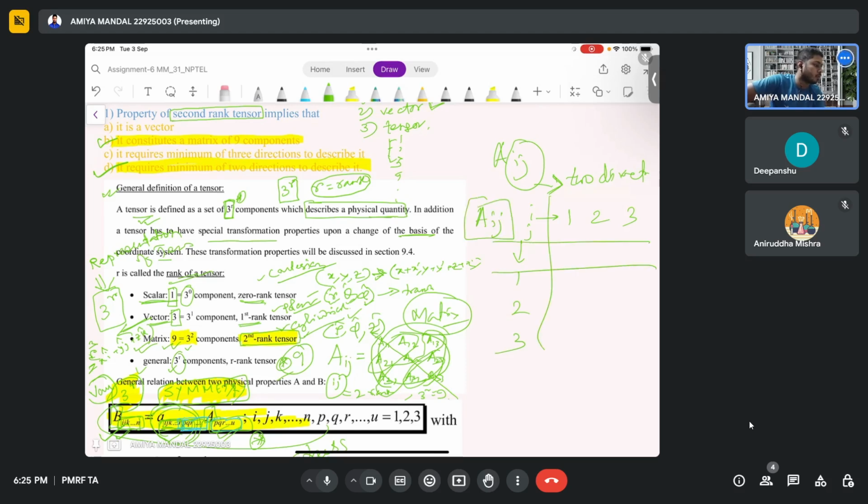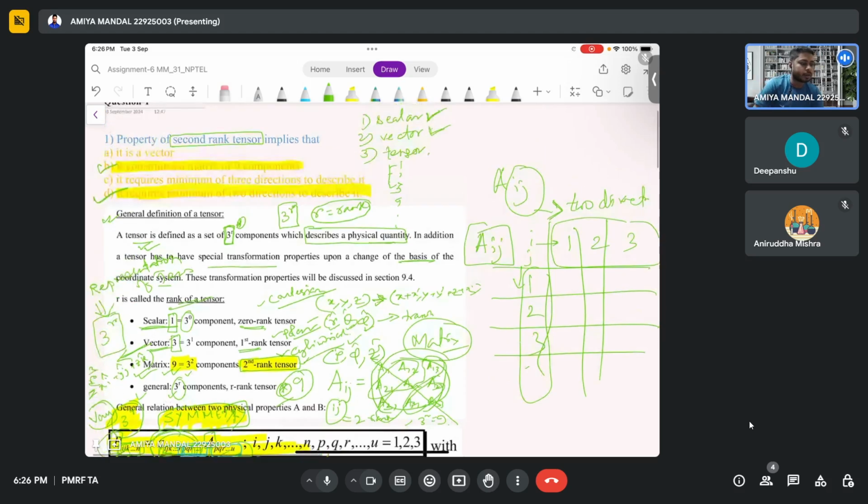So A, i, j we can write in 2 directions. This is one direction, along this direction, and this is also one direction. So 2 directions should be there. And it constitutes 9 components, 1 1, 1 2, and so on, as I have shown. So 9 components should be there.